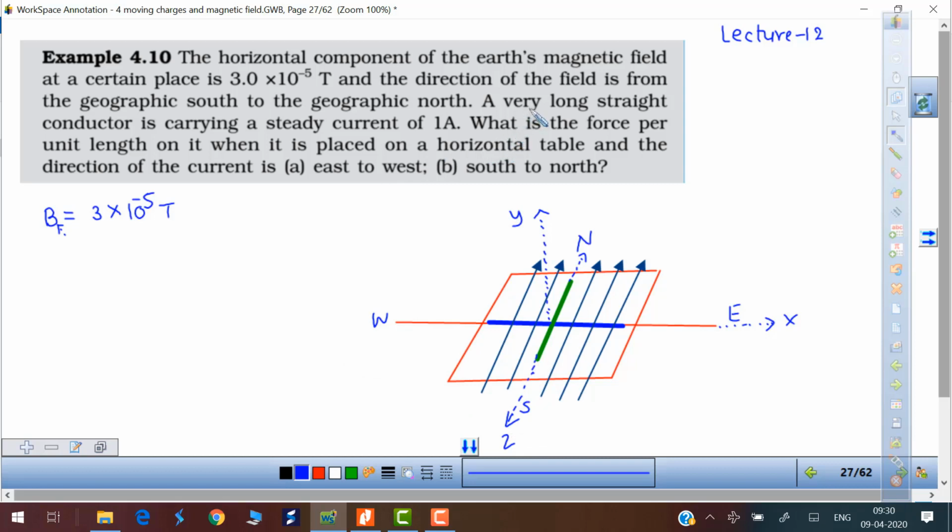A very long straight conductor is carrying a steady current of 1 ampere. So current is 1 ampere. What is the force per unit length on it when it is placed on the horizontal table and the direction of the current, you have two directions, east to west. So the conductor is very long. Current direction is from east to west, and in the second case south to north. So these are the two conductors, the blue one and the green one.